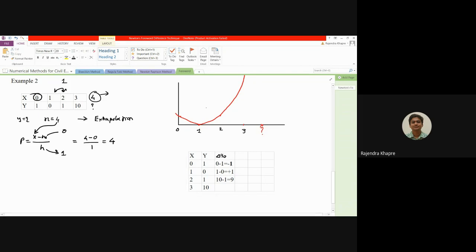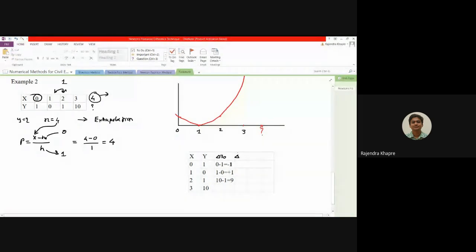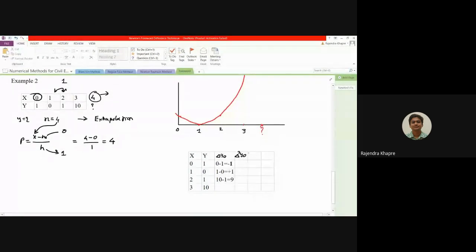Now in the second column, I'll be using delta square y0. Can anybody tell me what I should write down over here? 1 minus of minus 1, correct? So this is going to become 2. And here what should I write? 9 minus 1, so this is going to become 8, out of which the first value will be used. Then here I'll be having delta to the power 3 times y0. What should I write down over here?